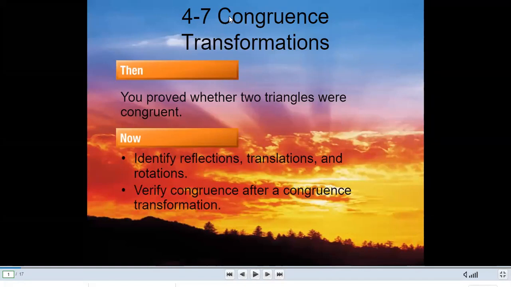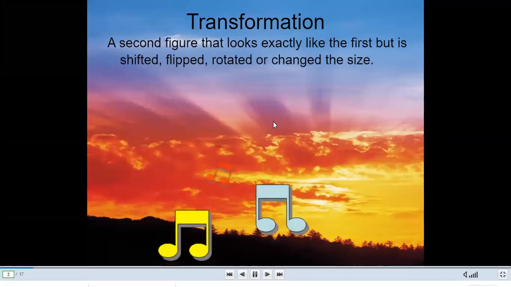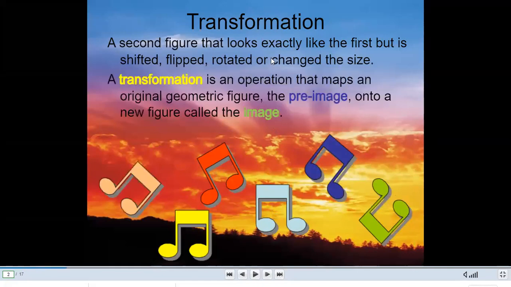We are going to revise congruent transformations. Then you proved whether two triangles were congruent. Now we want to identify the reflections, translations, and rotations, and verify congruence after the congruence transformations. So transformations: a second figure that looks exactly like the first but is shifted or flipped or rotated.